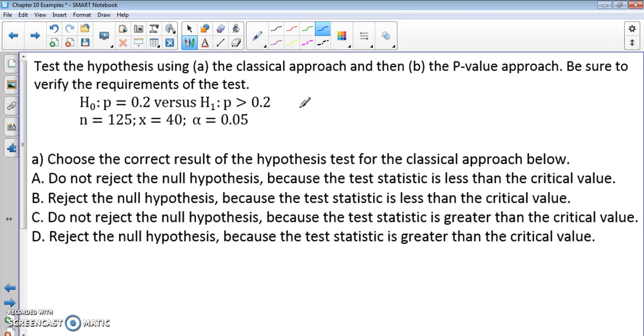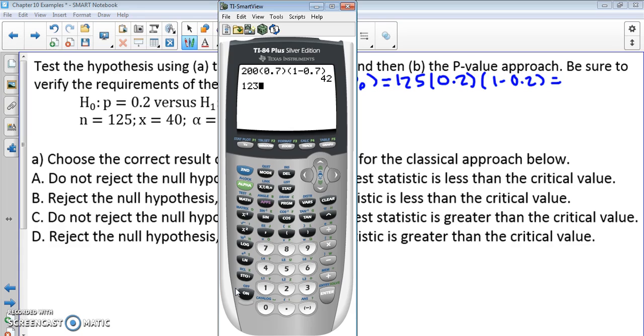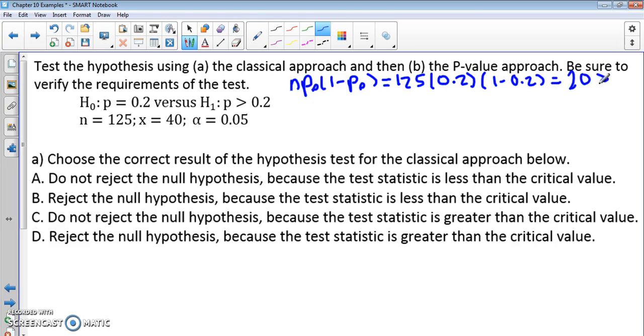So we want to check that n times p naught times 1 minus p naught is greater than or equal to 10. So 125 times 0.2 times the quantity 1 minus 0.2 gives us 20, which is greater than or equal to 10, so we're good. And then we're going to assume that we have a simple random sample.